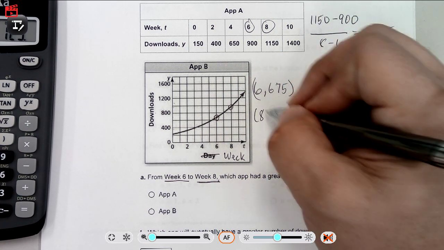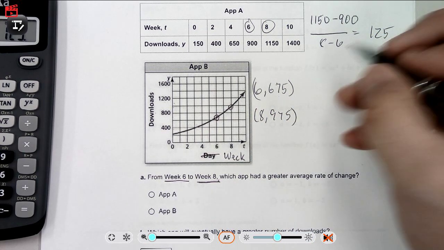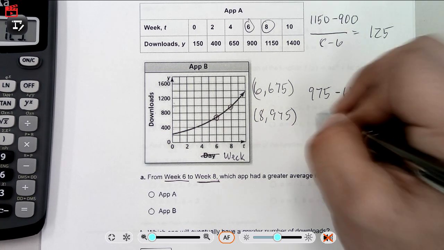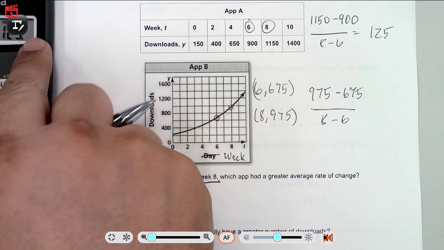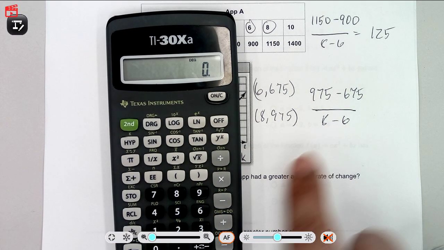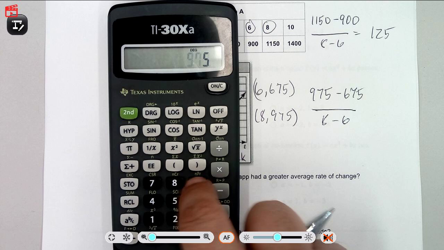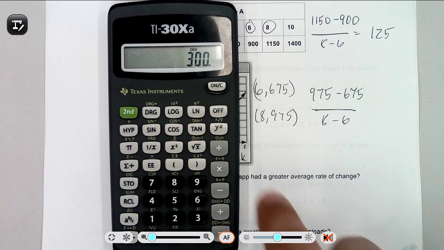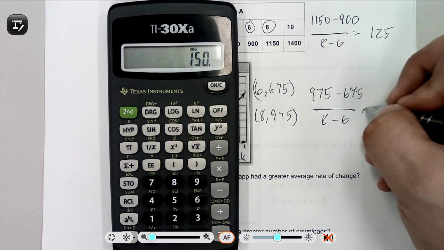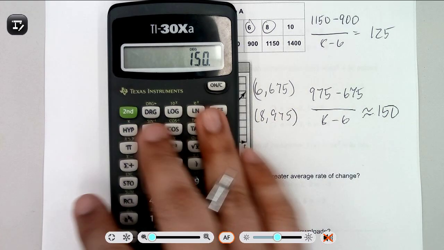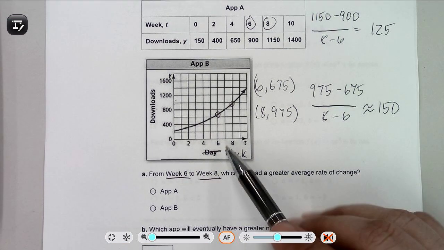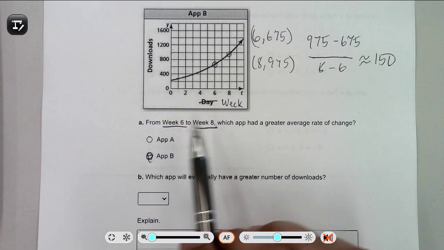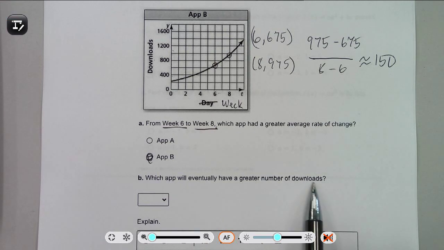So this looks maybe 975. This is going to be an approximate. So 975 minus 675 over 8 minus 6. So that looks to be about 300. You can calculator that to confirm, but that's 300. Divide by, again, 2. That's approximately 150. Well, that's enough to say that app B has the greater average rate of change from week 6 to week 8, which will eventually have the greater number of downloads.